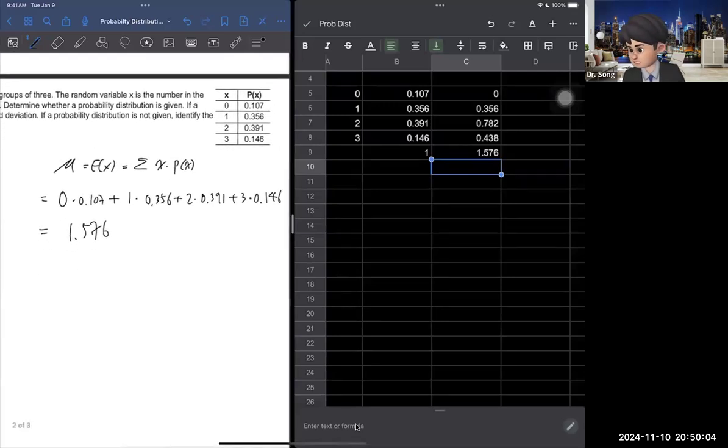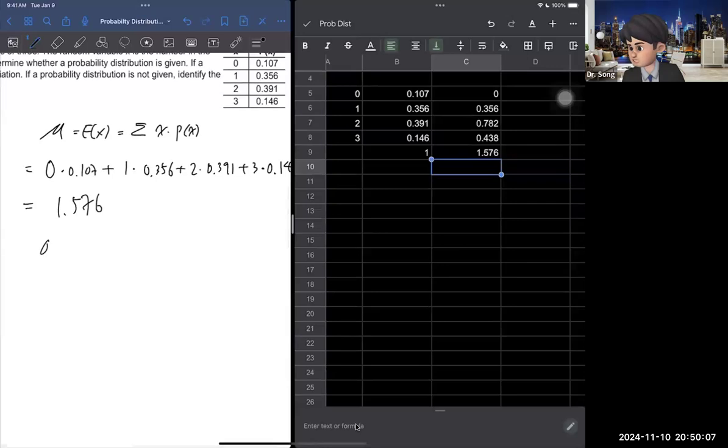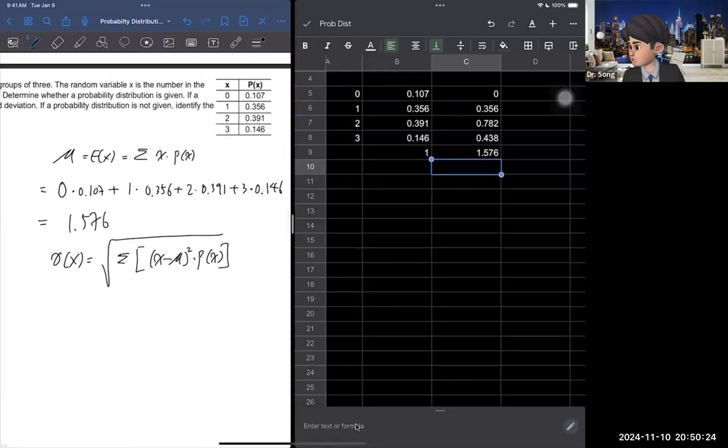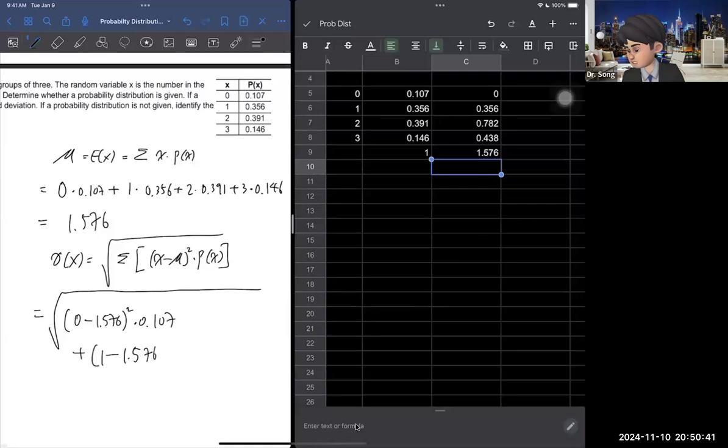Now, you will see the benefit, especially when I calculate the sigma, the standard deviation, which the formula is the same as before: square root, summation, bracket, x minus mean squared times the probability of x, and close the bracket. So in this example, because we calculated the mean, which turns out to be 1.576, the sigma of x is the following: square root of 0 minus 1.576 squared times the probability, which is 0.107, plus 1 minus the same mean 1.576 squared times the probability, which is 0.356.